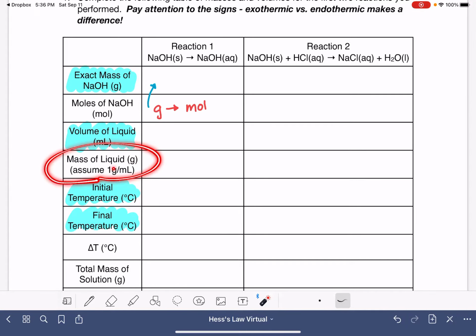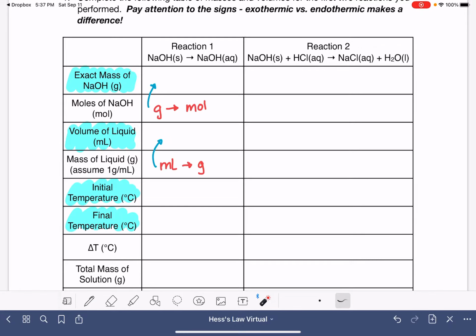Now down here for the mass of the liquid, you'll be using the volume of the liquid, and you'll be assuming that your liquid has a density of 1 gram per milliliter, which is pretty accurate. So for this, you'll be doing a milliliter to gram conversion using the density as your conversion factor. 1 gram is 1 milliliter. And that milliliter of liquid is just going to be this number right here.